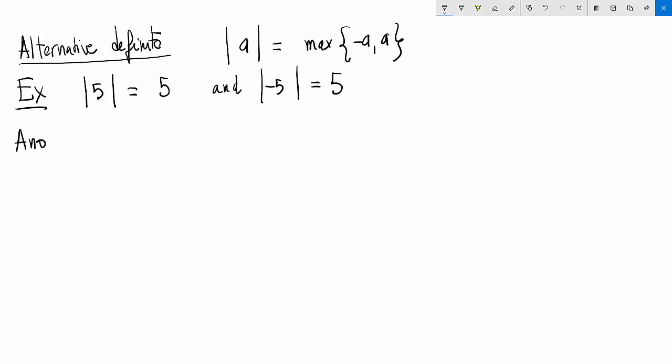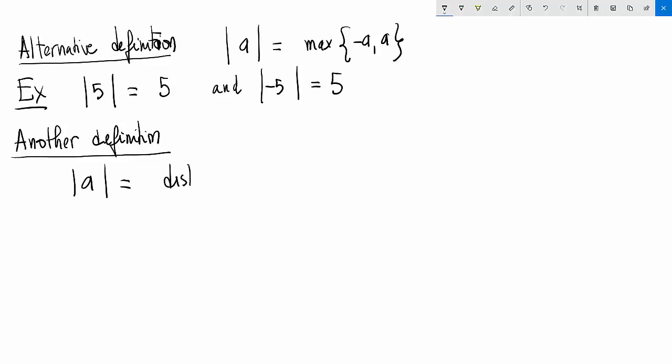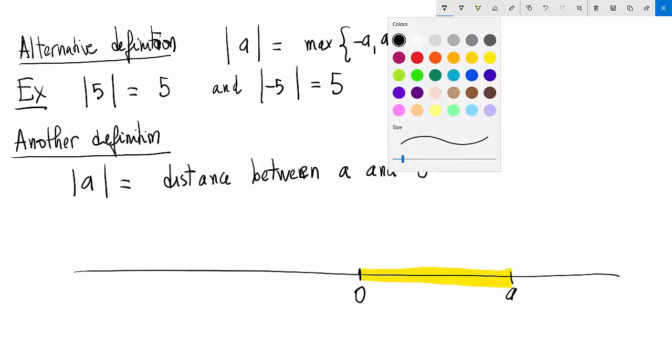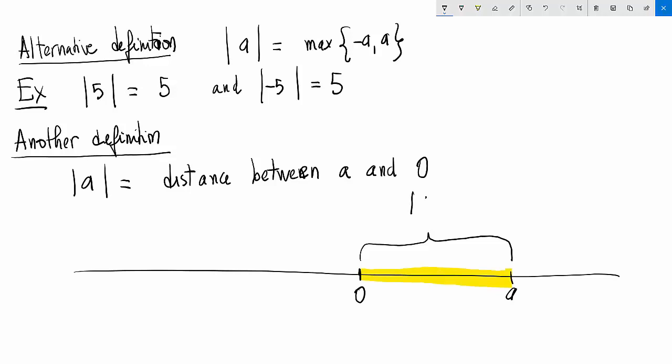Okay, and perhaps another way for us to think of what the absolute value of A is to think of the absolute value of A as being equal to the distance from A to 0. So it's the distance between A and 0. And perhaps this picture here is helpful. If this is 0 and this is A, then if you compute the distance between 0 and A, whatever this number is going to be a positive number, right? And that's the absolute value of A.